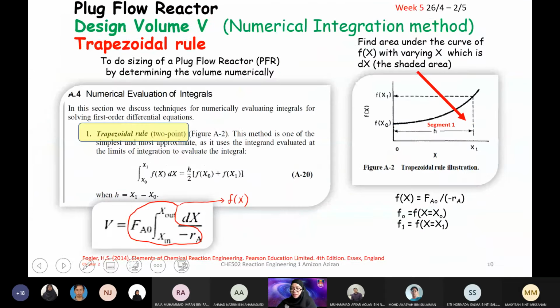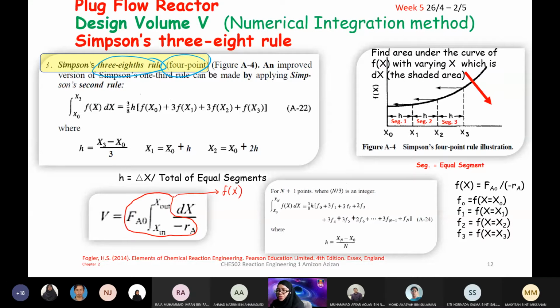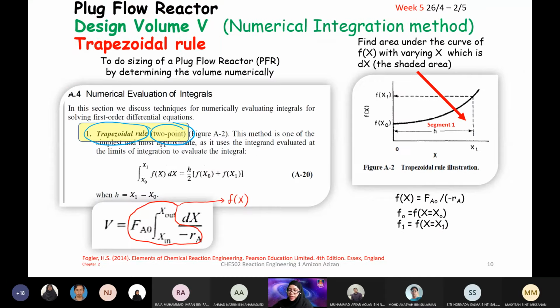Yeah, because if you go to the next slide, the trapezoidal rule is only 2 points. If you go to the next slide, the 1/3 rule is 3 points, the 3/8 rule 4 points, and finally 5 points, the 5-point quadrature rule. So let us look at each of the differences between 2 points, 3 points, 4 points, 5 points.